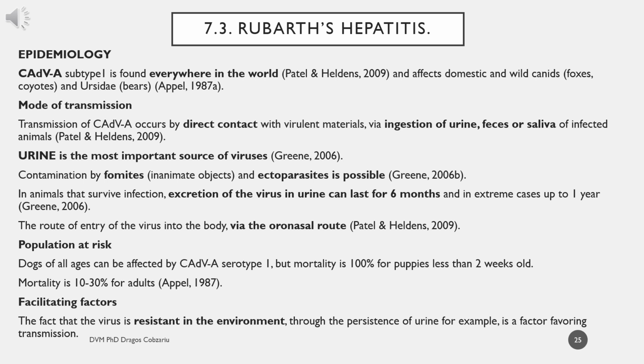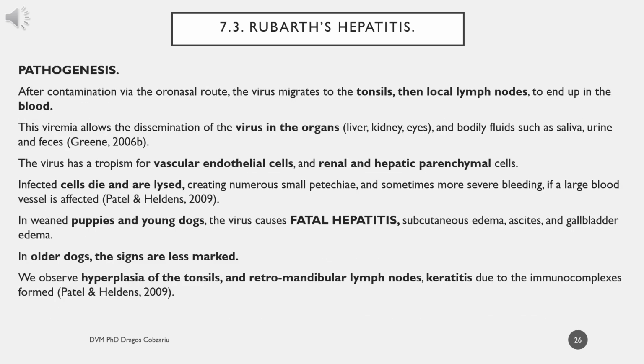Population at risk. Dogs of all ages can be affected by CADV-A serotype 1, but mortality is 100% for puppies less than 2 weeks old. Mortality is 10 to 30% for adults. Facilitating factors. The fact that the virus is resistant in the environment, through the persistence of urine for example, is a factor favoring transmission.